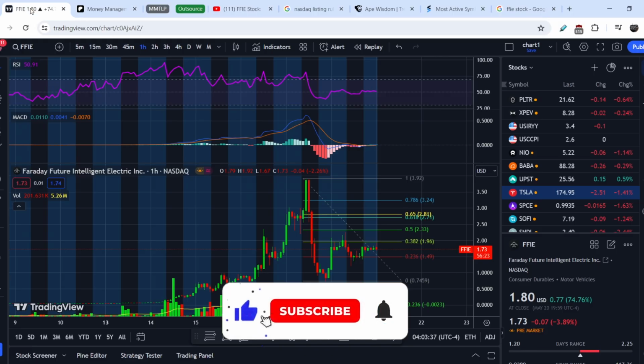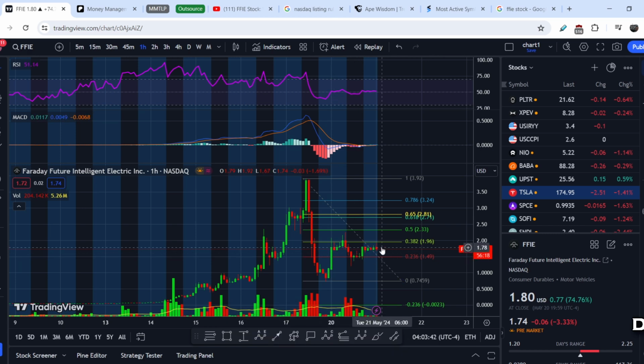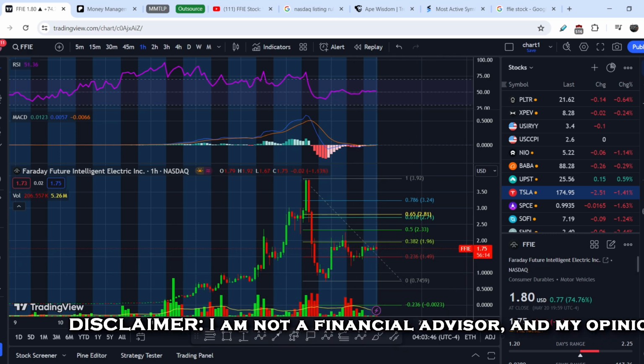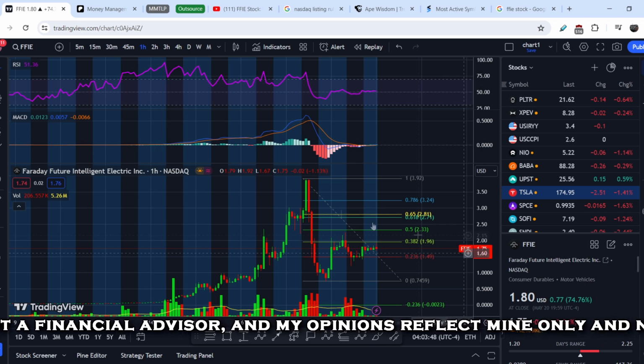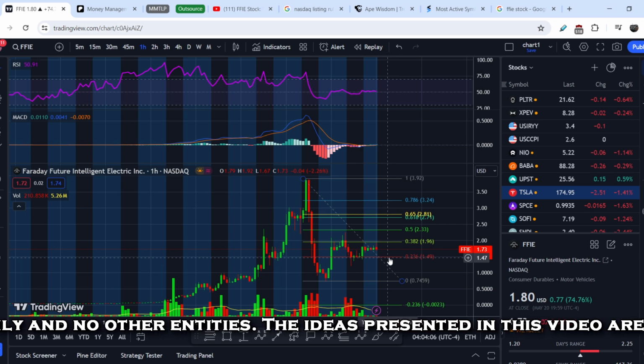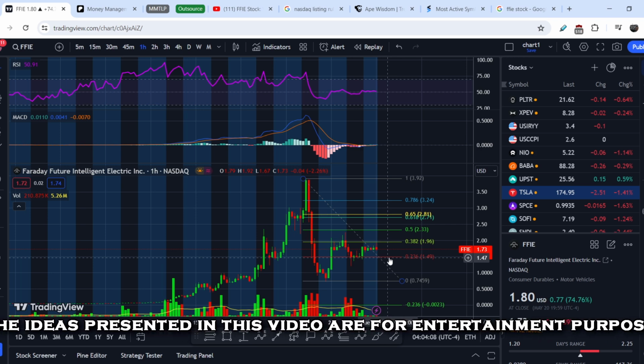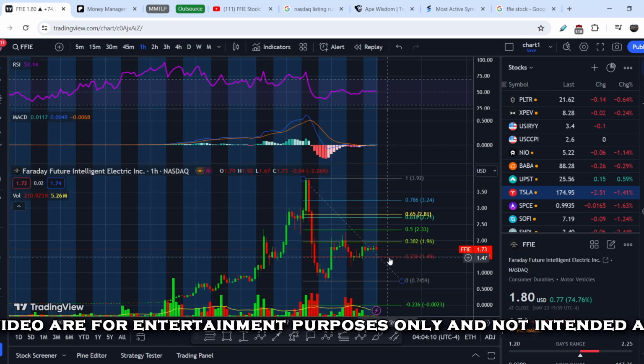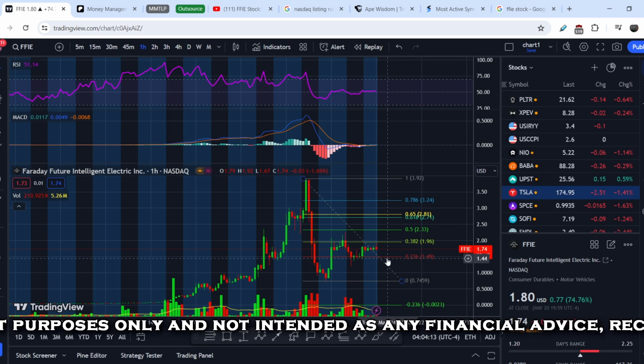So, let's continue with Faraday Future. As you can see, we are hovering pretty much sideways, and we are in pre-market hours. This asset is down by about 3%, and we have a couple of crucial points that are showing us where we are on this price chart.